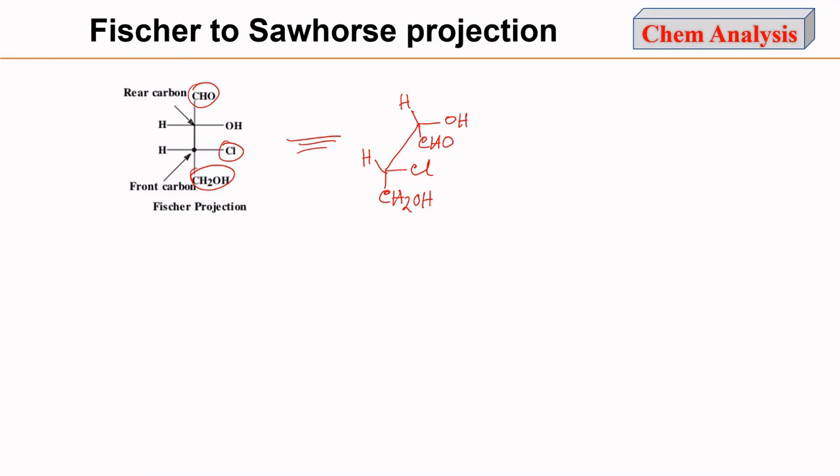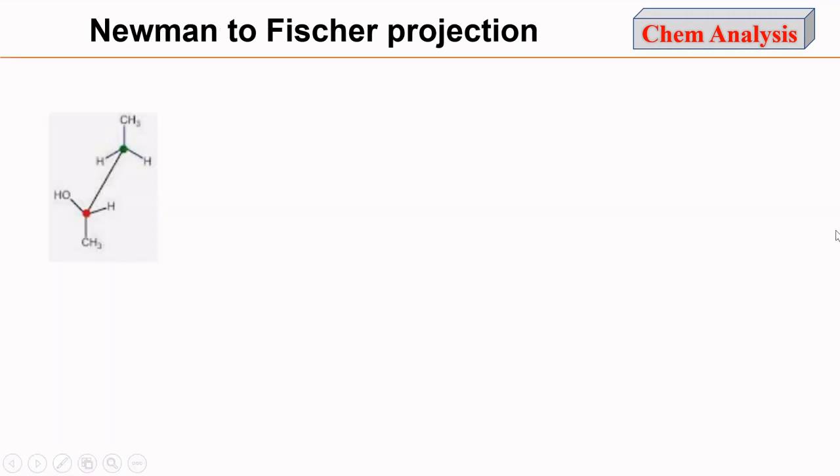So let's see how we can convert a given Newman structure to a Sawhorse projection formula. Here we can see that it is given the staggered conformation of 2-hydroxybutane. First of all, we have to convert this Sawhorse structure to a Newman projection formula. Then we have to bring that Newman projection formula in the eclipsed form, and that eclipsed form will correspond to the Fischer projection formula, since a Fischer projection structure is an eclipsed structure of a compound.